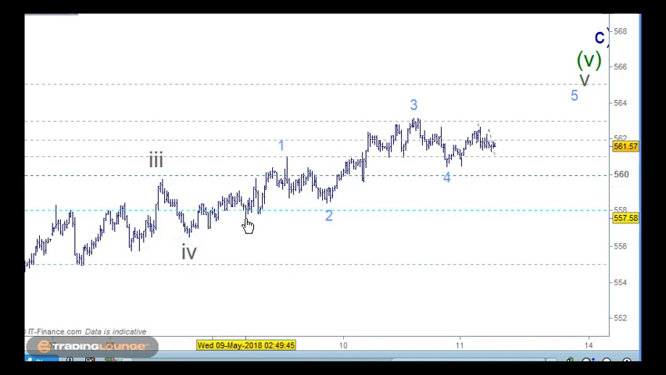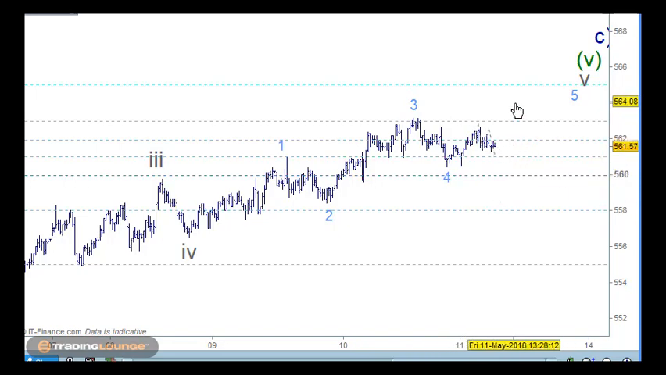1, 2, 3. 1, 2, 3. A, B, and C for the 4th, up for the 5th. 1, 2, A, B, C here. 1 and 2. 3 to here, or an A and a B and a C, reoccurring patterns. And I think that we're okay here.